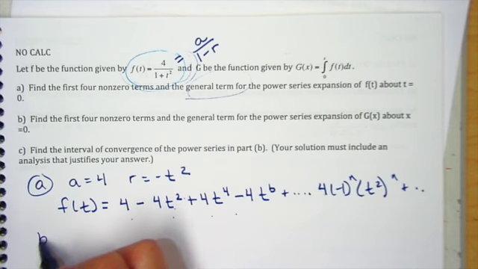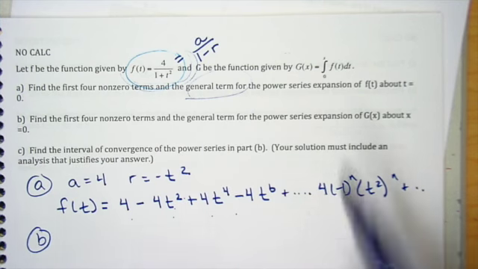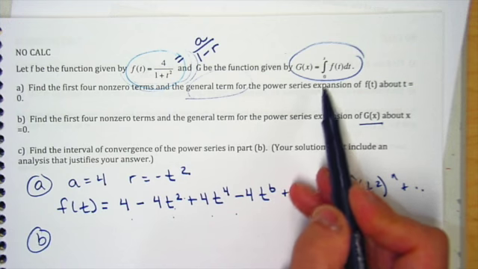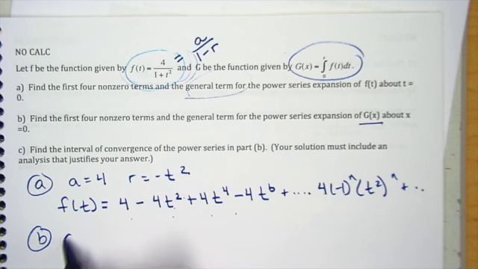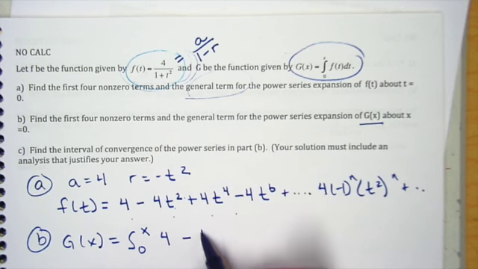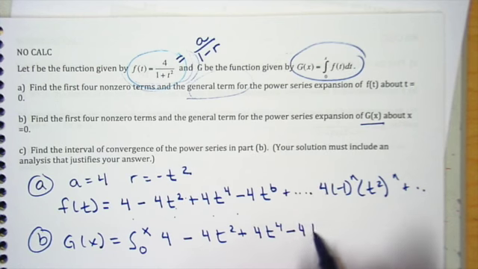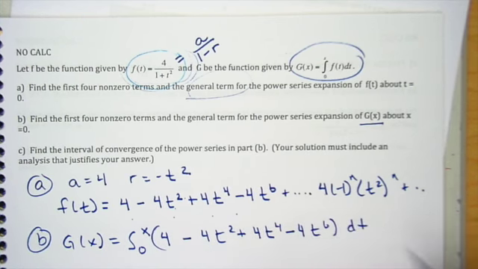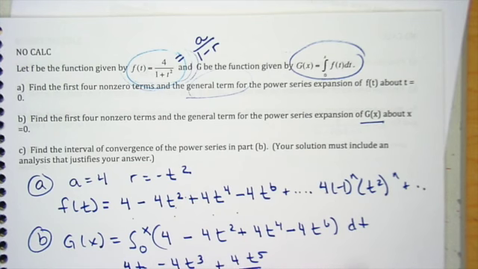Okay. Part B. Find the first 4 non-zero terms in the general term for the series of g of x. G of x is just taking f of t, which is what we did up here, and just taking the antiderivative. So g of x is integrating, and I want the first 4 terms, so I'm going to just take the first 4. Minus 4t to the 6th, and I'm just going to take this antiderivative. So this gives me 4t minus 4t cubed over 3 plus 4t to the 5th over 5 minus 4t to the 7th over 7 plus dot dot dot.